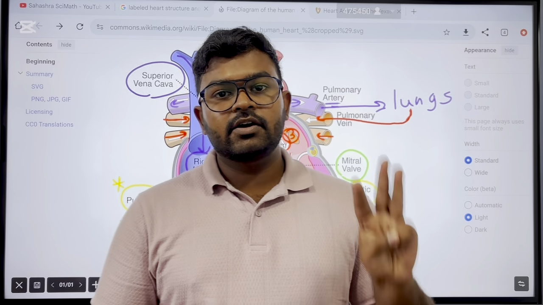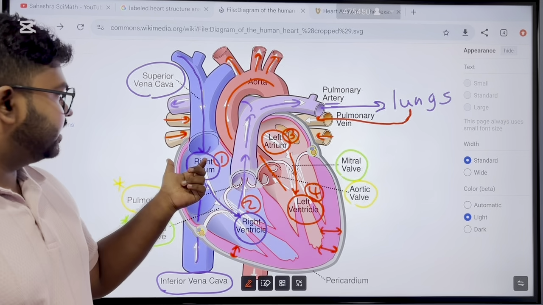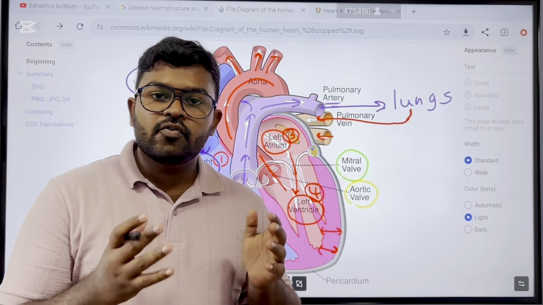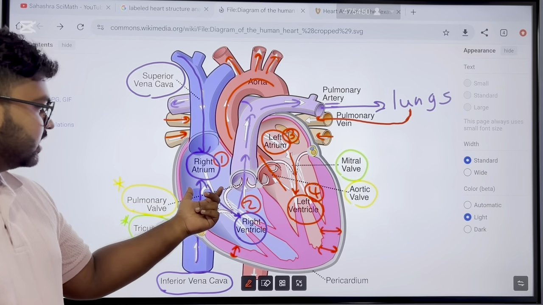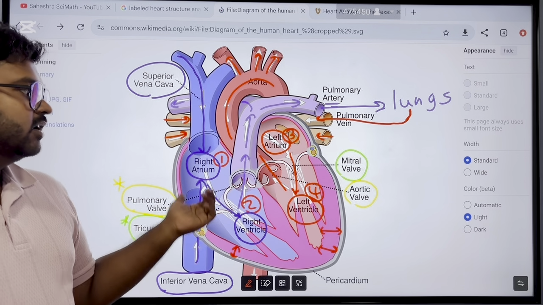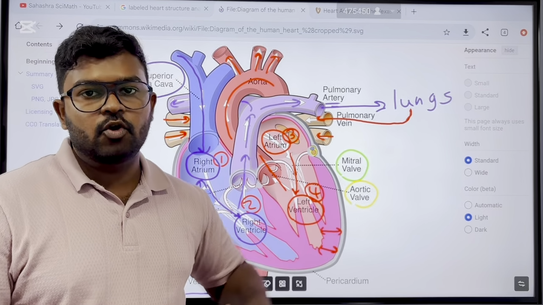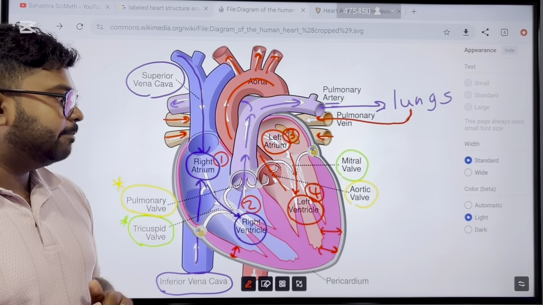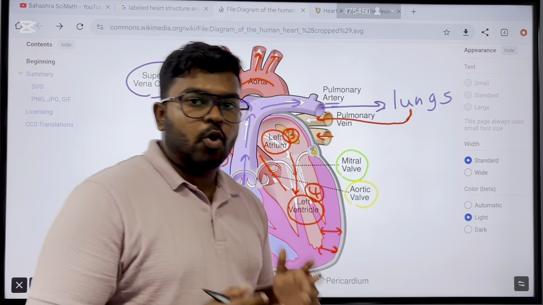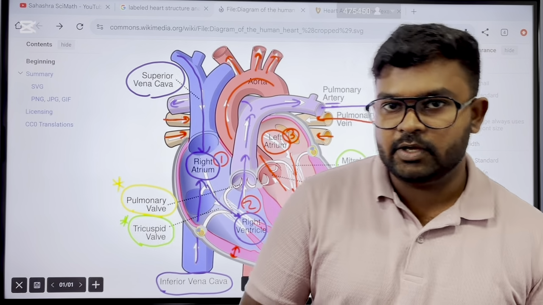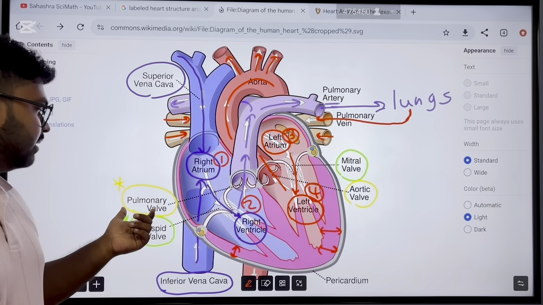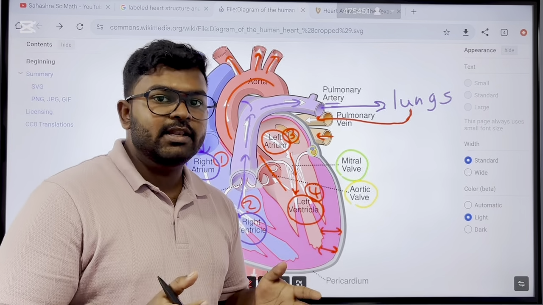The mammalian heart has 4 chambers: right atrium, right ventricle, left atrium and left ventricle. And there are 4 heart valves: tricuspid valve, pulmonary valve, mitral valve and aortic valve, which maintain unidirectional flow of blood through the heart. And you have to remember, the aortic valve and pulmonary valve are commonly called semilunar valves because of their shape.